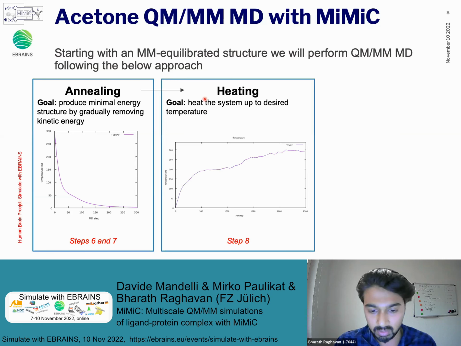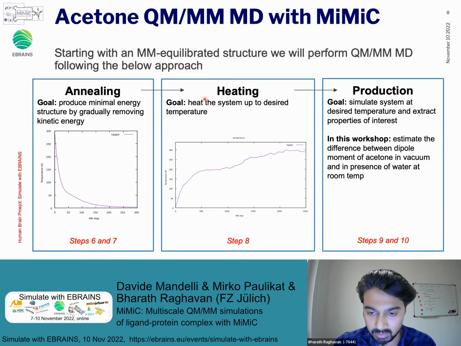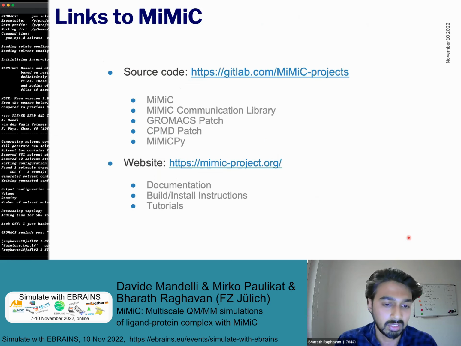You would take the structure and reheat it back to 300 Kelvin as part of step 8 in the tutorial. This is meant to equilibrate the system at the QMMM level at 300 Kelvin. Once you have an equilibrated structure at the QMMM level, we can then start with the production runs. We would then do QMMM dynamics as part of step 9, and finally calculate the dipole moment of acetone and water as part of step 10. Okay, so that's it for now.